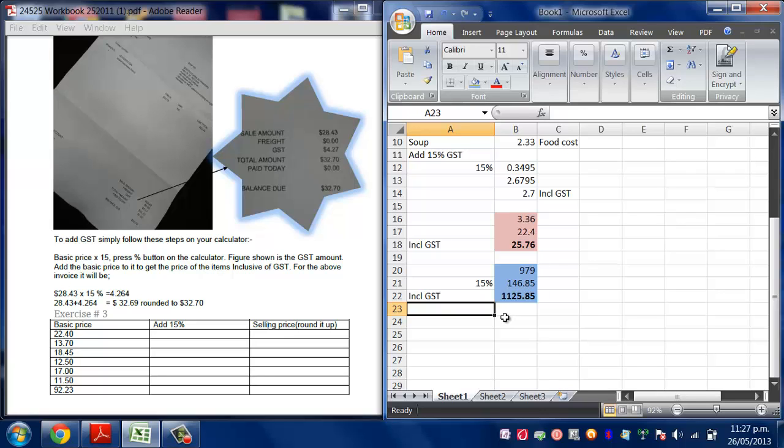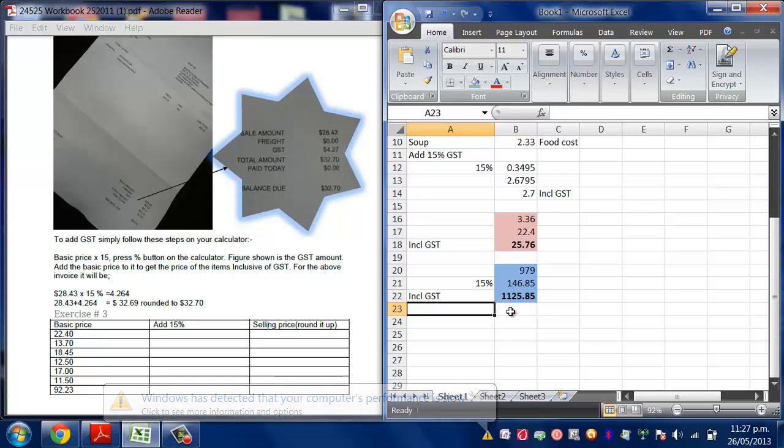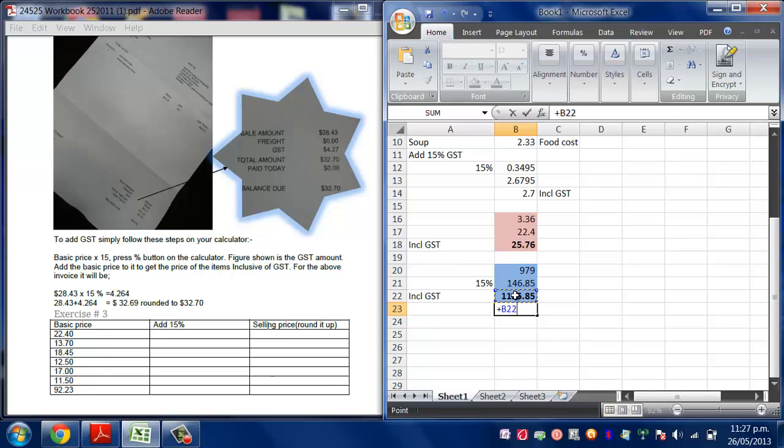So this is how you take it out, and now let's do a reverse calculation for understanding. Something is being sold in the market for 1125.85, and the question is what is the GST part in this 1125.85. So you put a plus sign, pick up this figure and divide it by 115, because we all know that 1125.85 is made of 115 parts. 100 is the basic price, 15 is the percentage of GST, and when I press enter, this 9.79 is actually one part of 115.